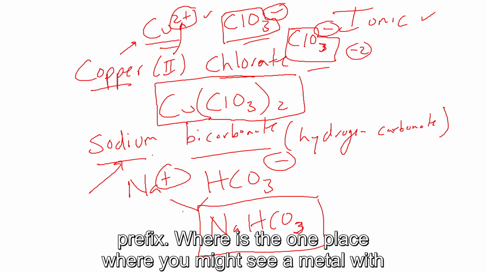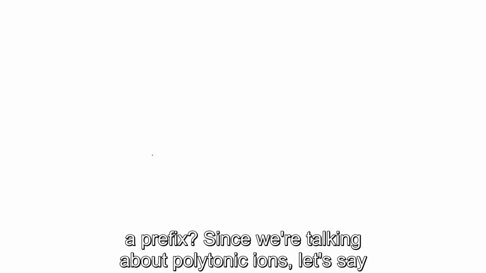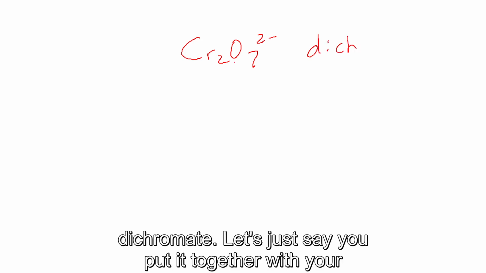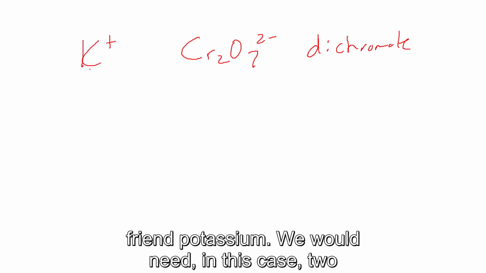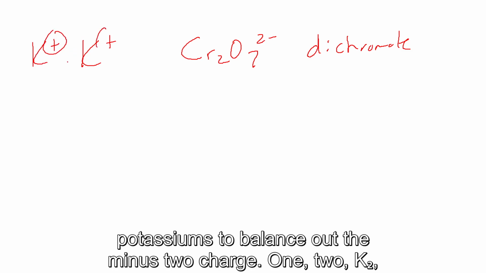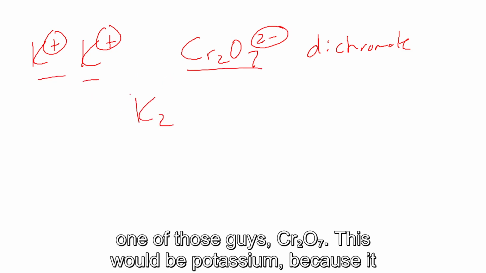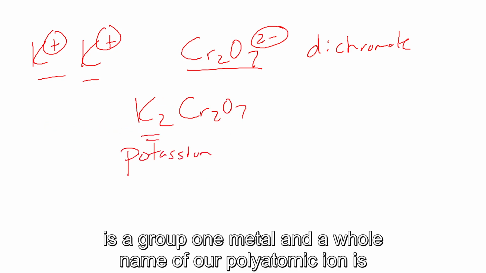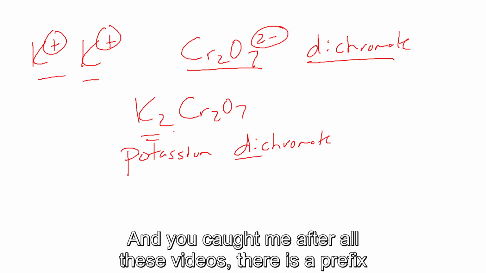Where's the one place where you might see a metal with a prefix, since we're talking about polyatomic ions? Let's say we had Cr2O7 2-. That is a polyatomic ion known as dichromate. Let's just say you put it together with your friend potassium. We would need, in this case, 2 potassiums to balance out the -2 charge. So K2Cr2O7. This would be potassium because it is a group 1 metal, and the whole name of our polyatomic ion is dichromate.